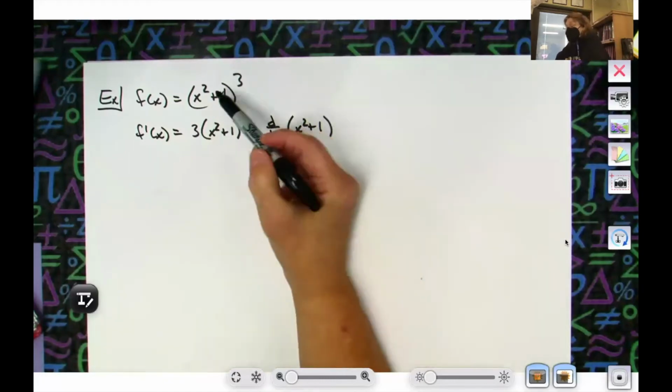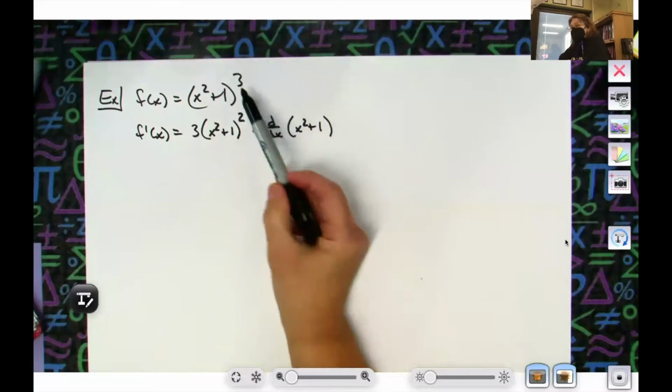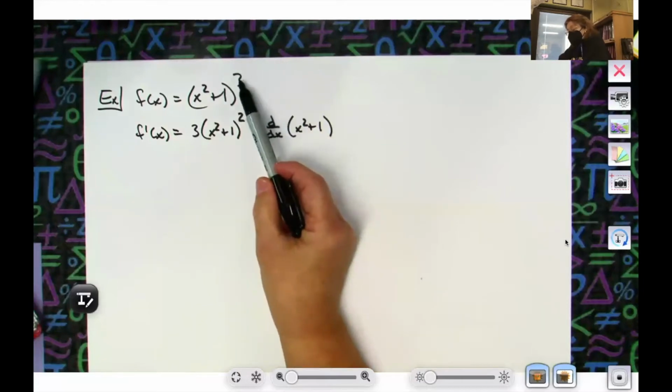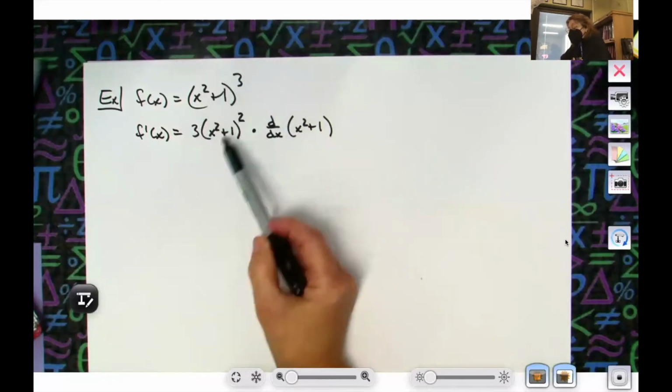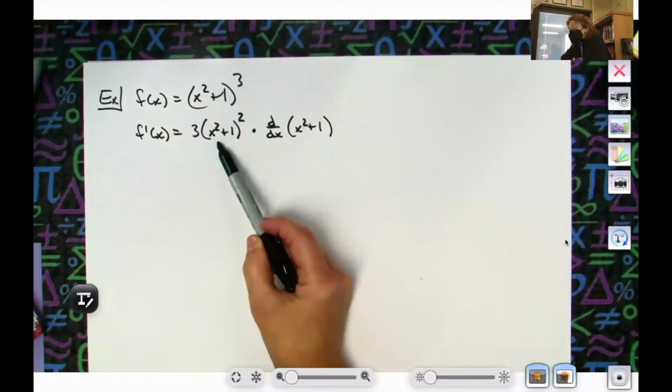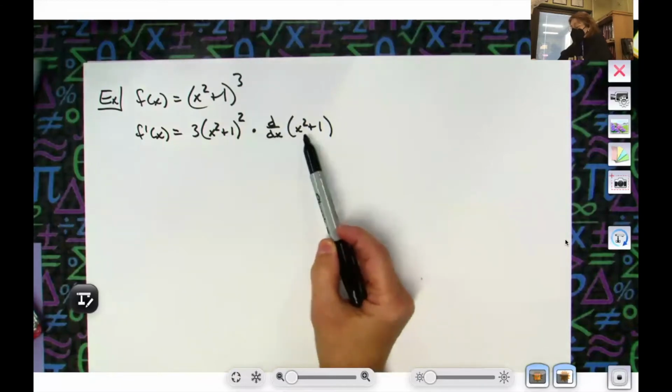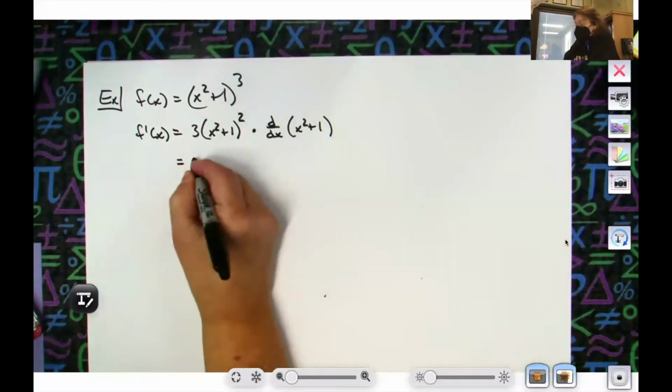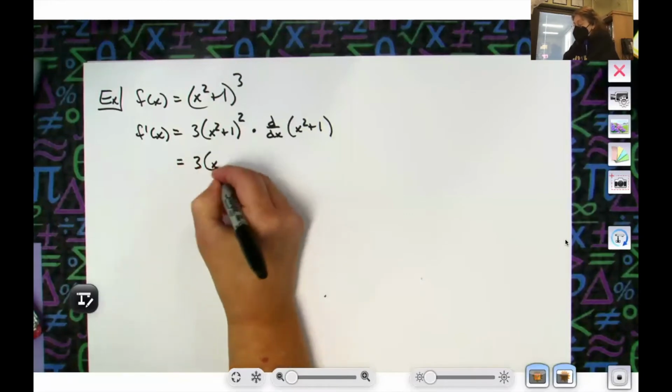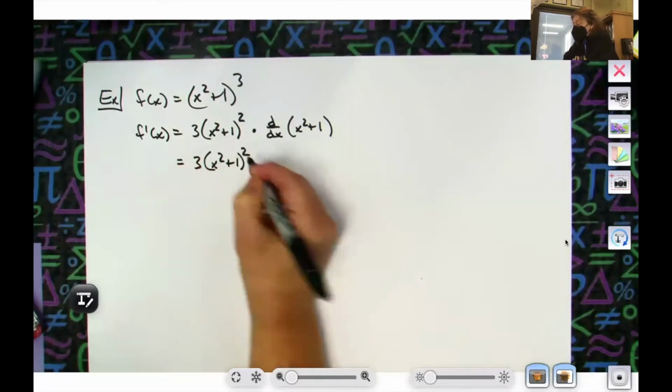My outside function is something to the third power, so I'm doing the power rule. I'm going to pull the 3 down in front, subtract, leave the inside alone, times the derivative of the inside. Okay, now I can go to the next line. The 3 stays put. X squared plus 1 to the second power stays put.